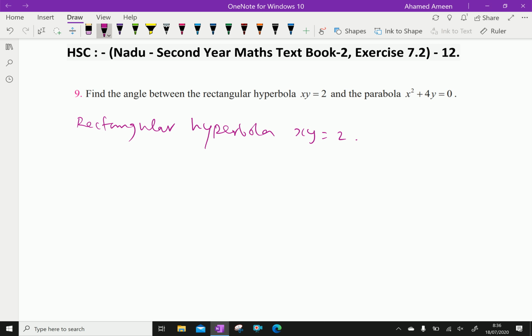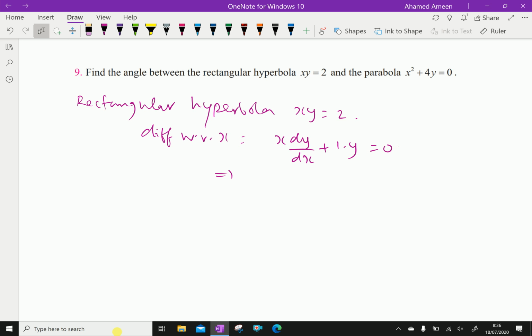Differentiate with respect to x. Using the product rule, u dy by dx plus 1 into y equal 0. From that, we can see dy by dx equal minus y over x. Let this be slope 1, m1, the slope of the tangent to the hyperbola.